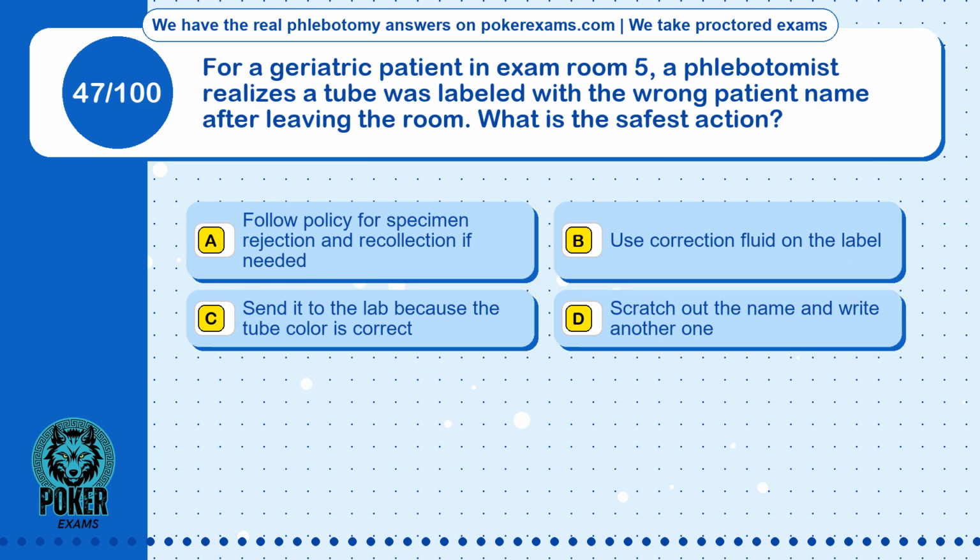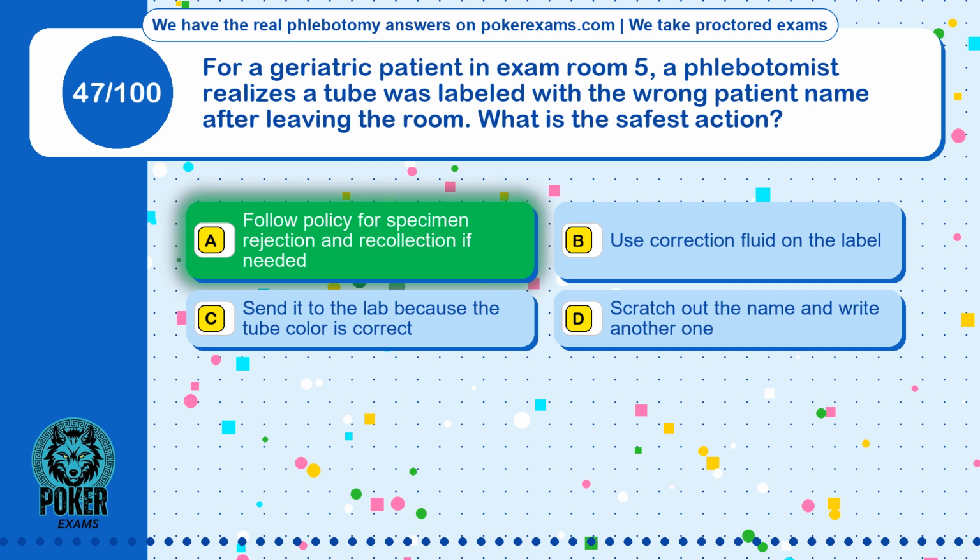Question 47. For a geriatric patient in exam room 5, a phlebotomist realizes a tube was labeled with the wrong patient name after leaving the room. What is the safest action? Option A. Follow policy for specimen rejection and recollection if needed. Option B. Use correction fluid on the label. Option C, send it to the lab because the tube color is correct. Option D, scratch out the name and write another one.